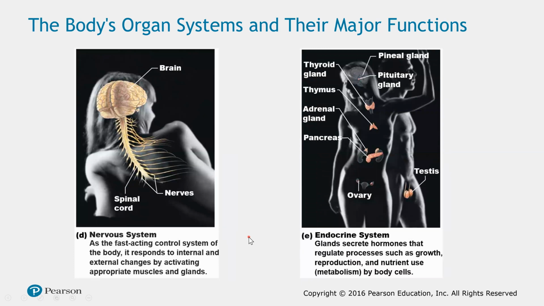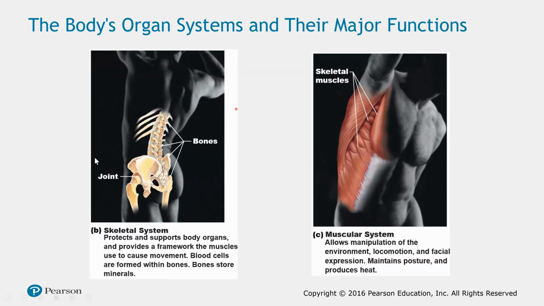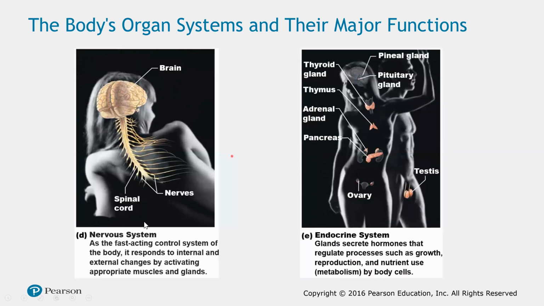Nervous system, and also, by the way, when we cover it, it shows you the major organs, like integumentary: skin and nails, then joints, bones, muscles, right? Nervous system, again, just the major organs: brain, spinal cord, nerves. As the fast-acting control system of the body, it responds to internal and external changes by activating appropriate muscles and glands. Endocrine system, and you can see major endocrine glands like the pituitary gland, thyroid gland, pancreas, even ovaries and testes. Those glands secrete hormones that regulate processes such as growth, reproduction, nutrient use, or metabolism by body cells.